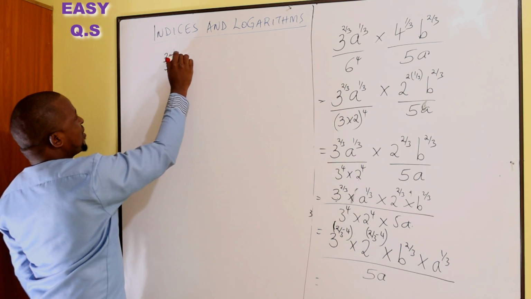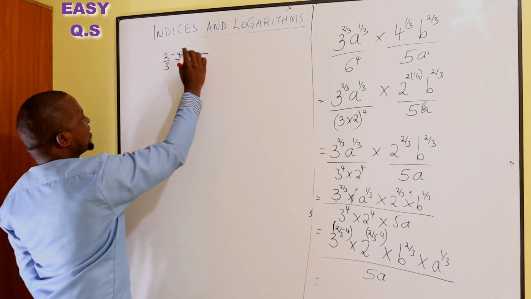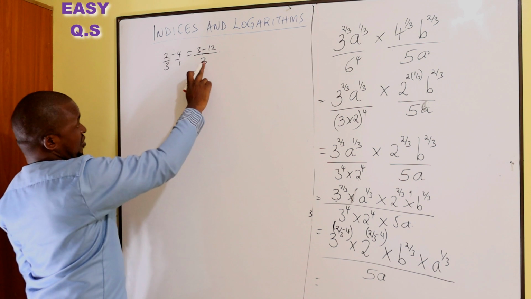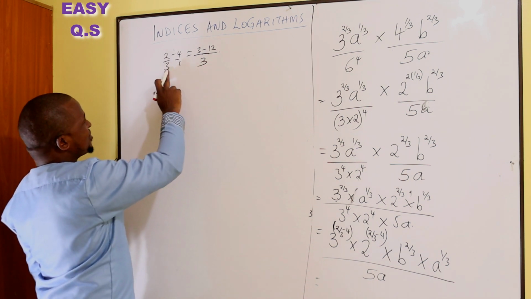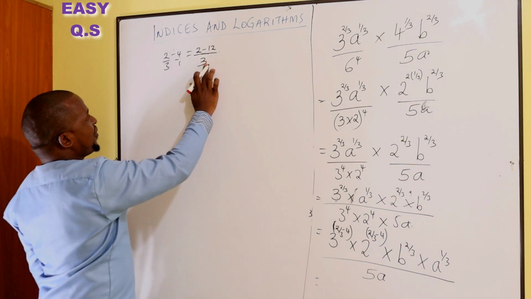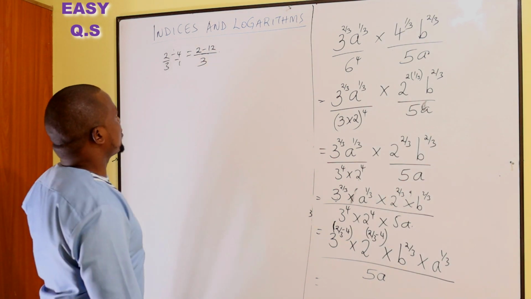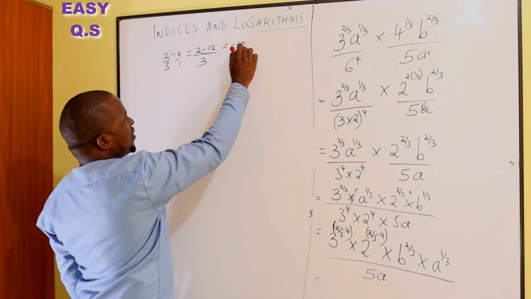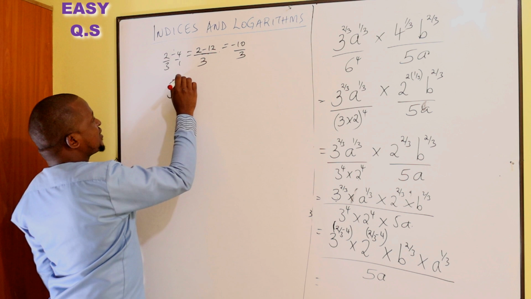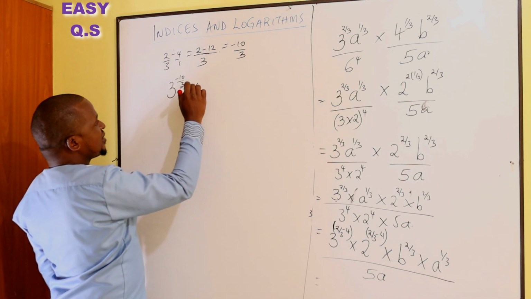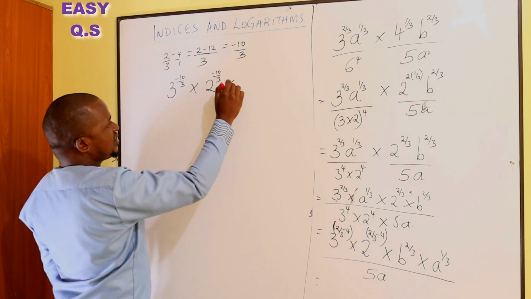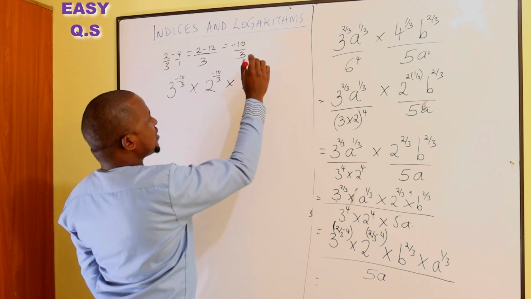2 over 3 minus 4 will give us: the LCM of 3 and 1 is 3. 3 divided by 3 is 1, times 2 is 2. 3 divided by 1 is 3, times 4 is 12. So 2 minus 12 will be minus 10 over 3. So that one will be 3 raised to minus 10 over 3, times 2 raised to minus 10 over 3, times b raised to the power 2 over 3.